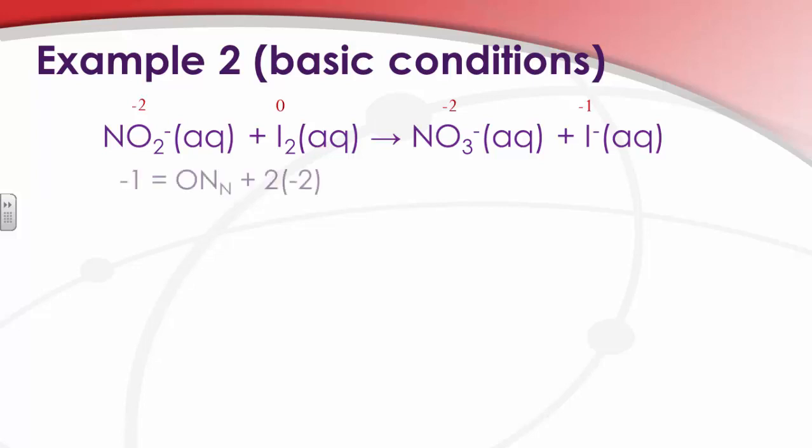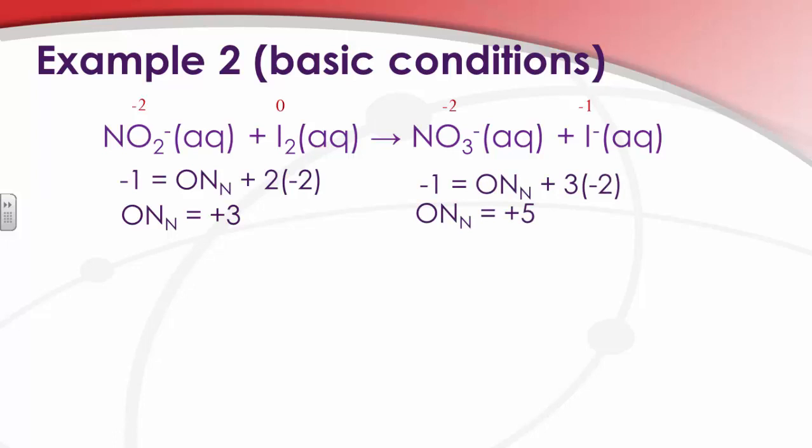Now all we have to do is do the simple math to get the value for nitrogen. So on the left-hand side, it's a +3. On the right-hand side, a +5. So a quick examination, the oxidation number is going up. Nitrogen is what is being oxidized. And so we can be confident that iodine is being reduced.